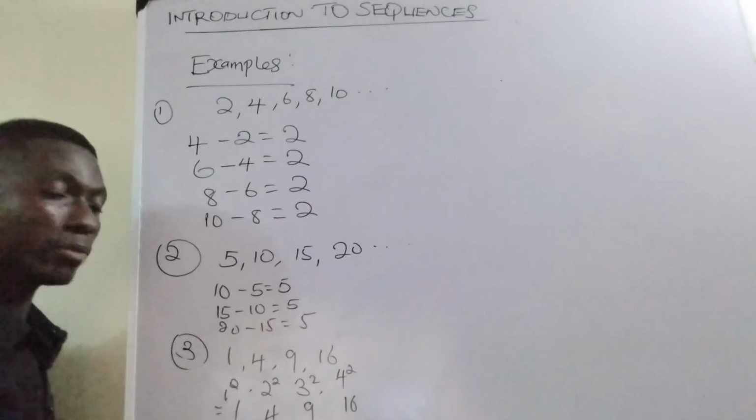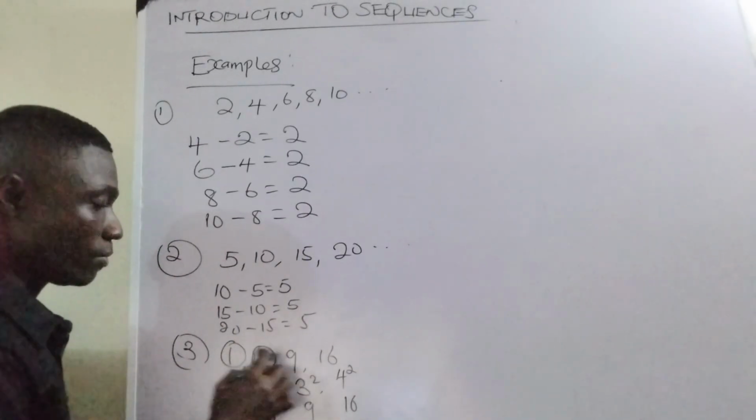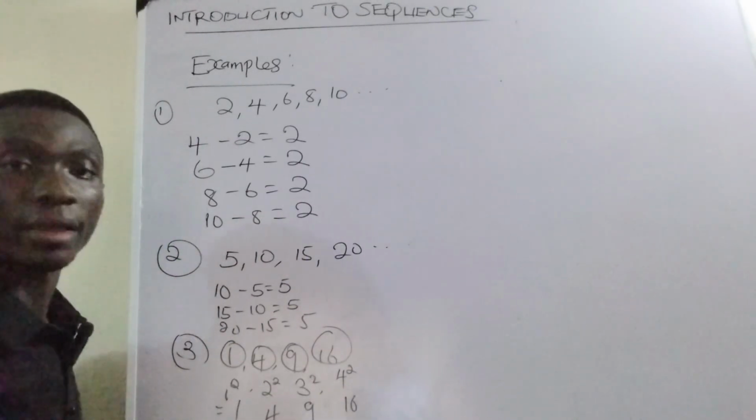So each of these numbers represents a perfect square number.